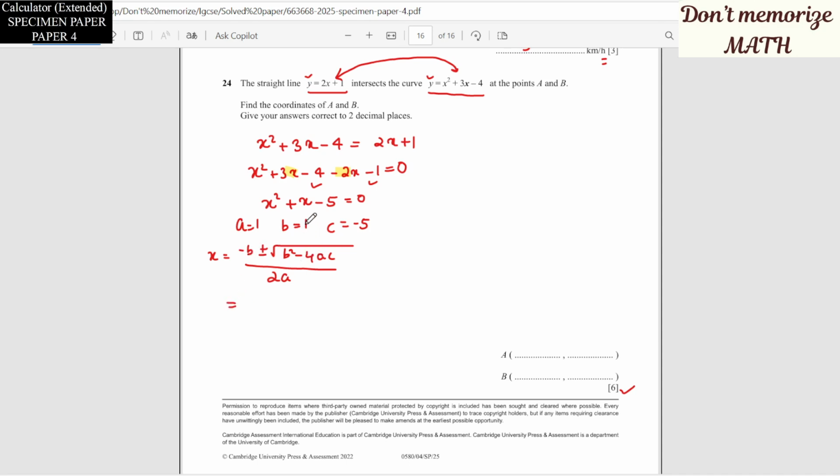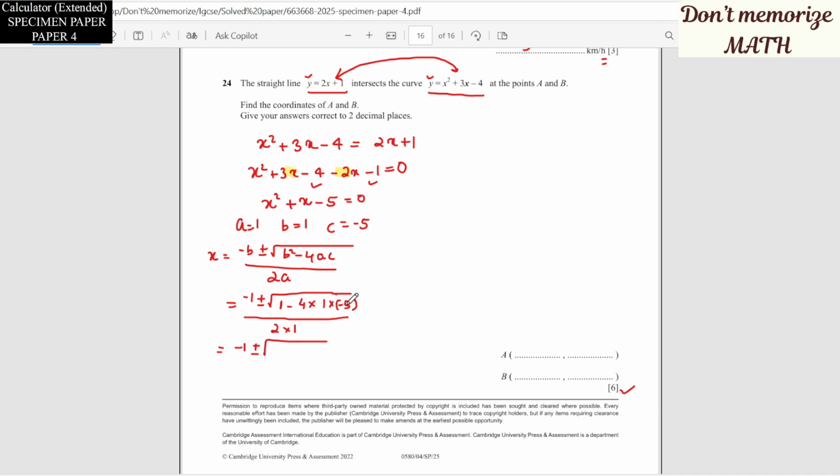So minus b is 1, so minus 1 plus or minus square root of b squared, which is 1 squared, minus 4 times a, which is 1, c is minus 5. Just put a bracket, okay, because it is a negative number, we don't want to make a mistake. 2 times a is again 1. Then split those two, or you can just solve inside so that it will be easy.